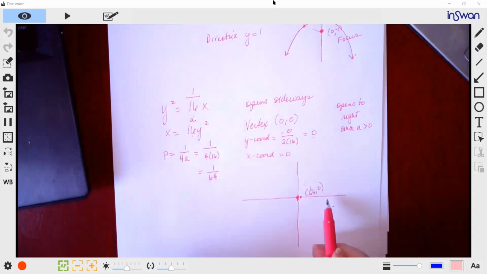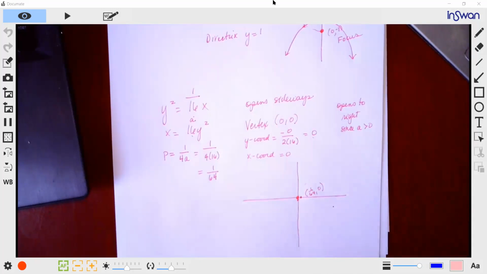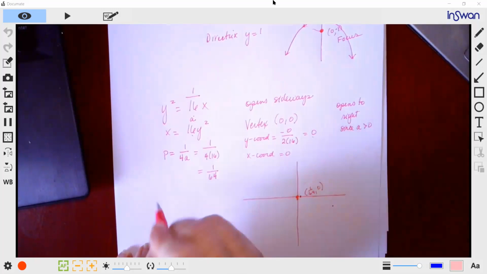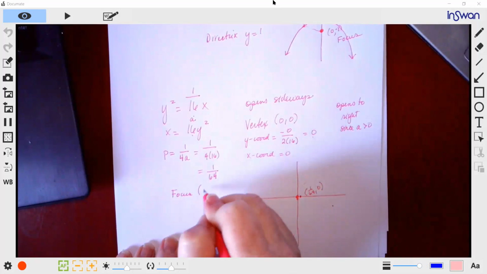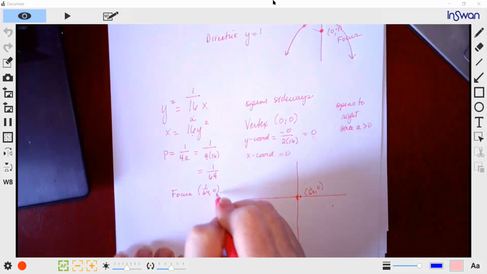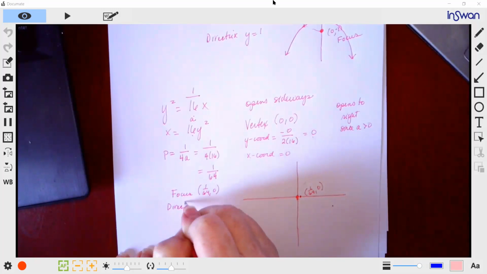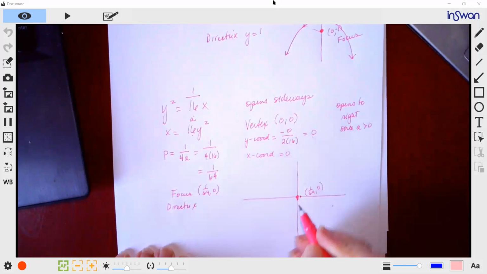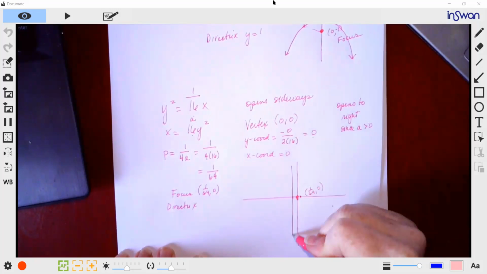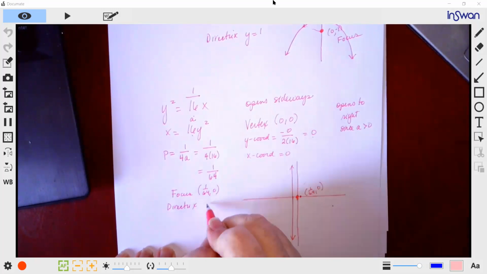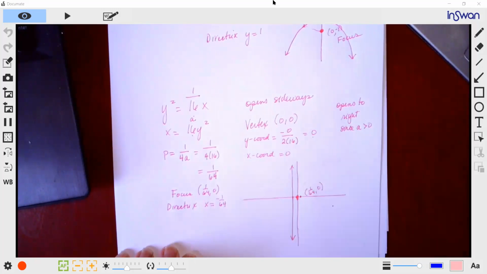Notice I changed the x coordinate this time because it was a horizontal movement away from the vertex rather than a vertical movement. So our focus would be the point 1 over 64, 0, and our directrix, we'd move 1 over 64 units the opposite direction, and in this case, my directrix will be a vertical line, and that would be x equals negative 1 over 64.